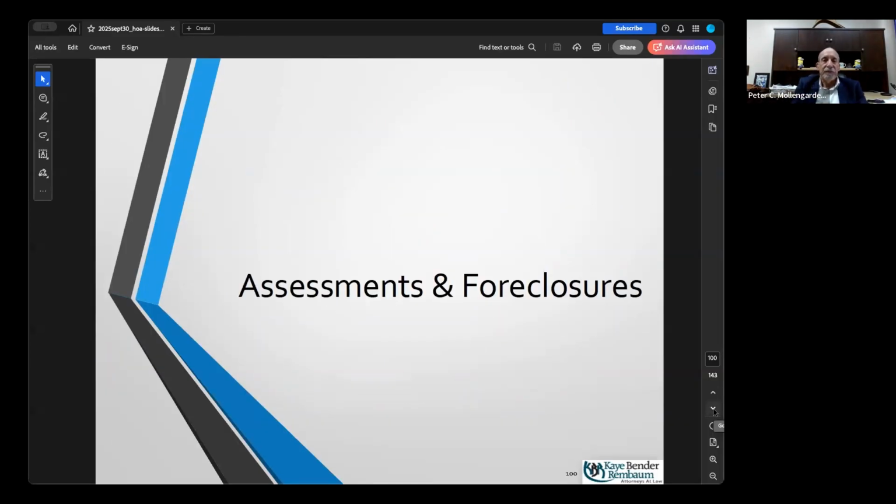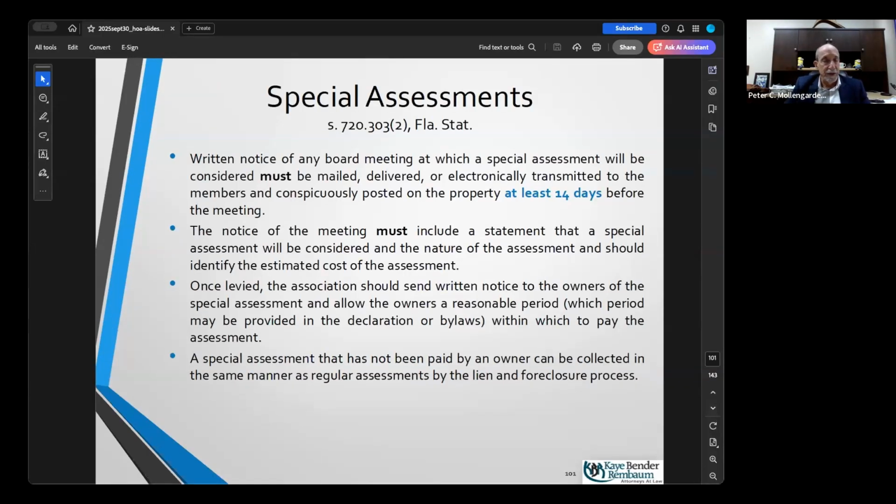Okay. Assessments and foreclosures. Assessments being what? The lifeblood of the association in terms of income. As I mentioned previously, written notice of any board meeting at which a special assessment will be considered, that meeting notice must be mailed, delivered, or electronically transmitted to the members and posted on the property at least 14 days before the meeting.